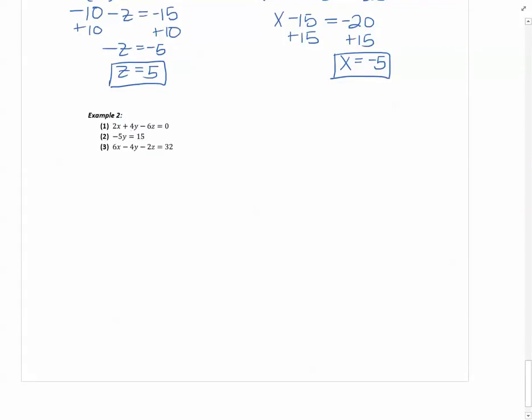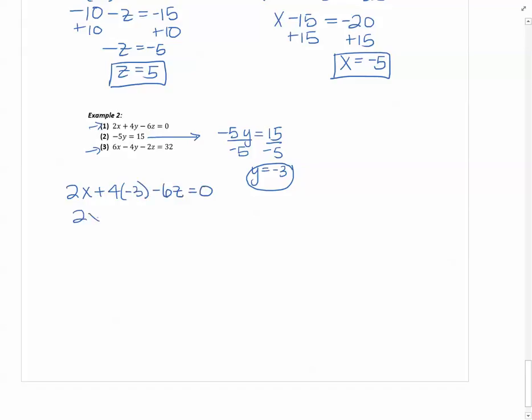Okay, this one's a little different. We have two equations that have three variables, and then one equation that only has one. Again, we can solve for y immediately using this second equation. Divide both sides by negative 5. Y would equal negative 3. Okay, so if I plug that in, I'm not going to be able to immediately find another answer, but you'll see what happens when we plug it in. It will reduce our equation. So I plug it in there. I get 2x minus 12 minus 6z is equal to 0. So this has two variables in it.